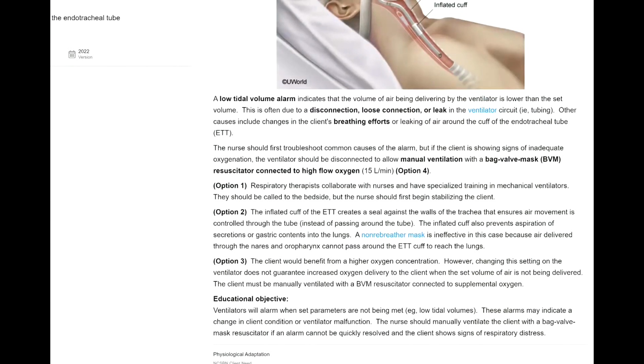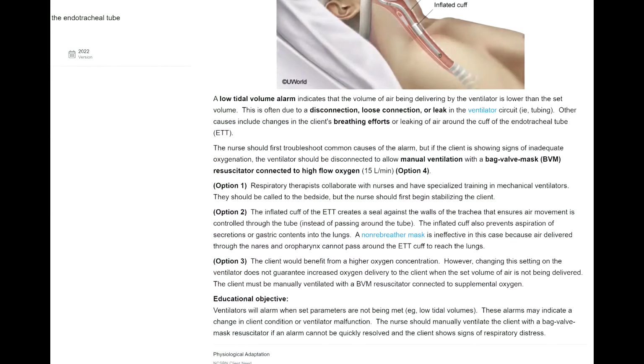Whenever we have a low tidal volume alarm with a ventilator, we know that the client is not receiving adequate oxygen, and that could be for a variety of reasons, but the only surefire way to make sure our client is getting that oxygen is to manually ventilate.